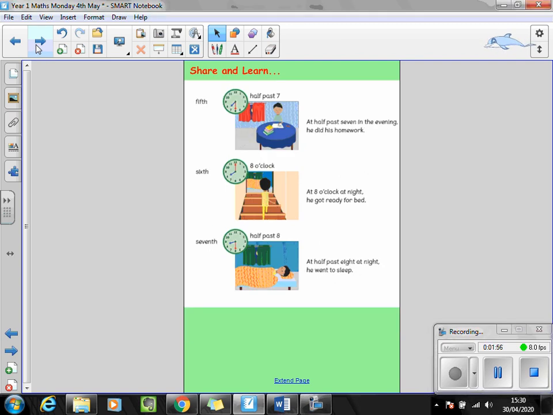The fifth activity at 7:30 in the evening was to do his homework. The sixth thing at 8 o'clock at night, Ravi got ready for bed. And the seventh thing Ravi did at 8:30 was to go to sleep. Well done if you got them all right.